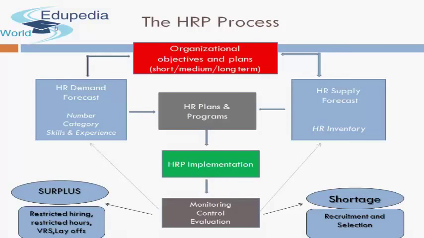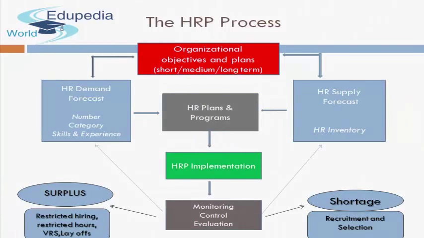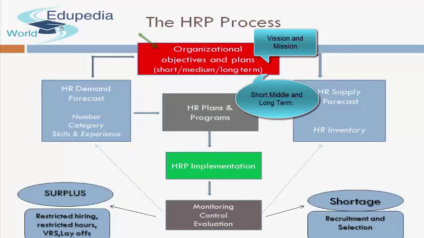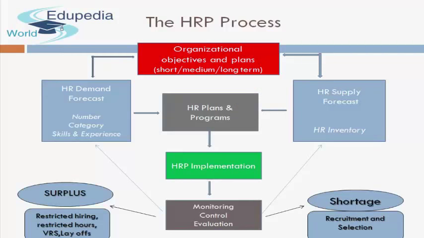Now this is very important, and this is basically the main thing that we have to cover in this video. It is the HRP process. It means that before developing the HR plan, it is very, very important to understand the organization's objectives and plans for the coming time. That means it is very important for the HR to understand the vision and the mission of the company, whether short, medium, or long term. Everything the company wants to do should be very clearly understood by the HR head.